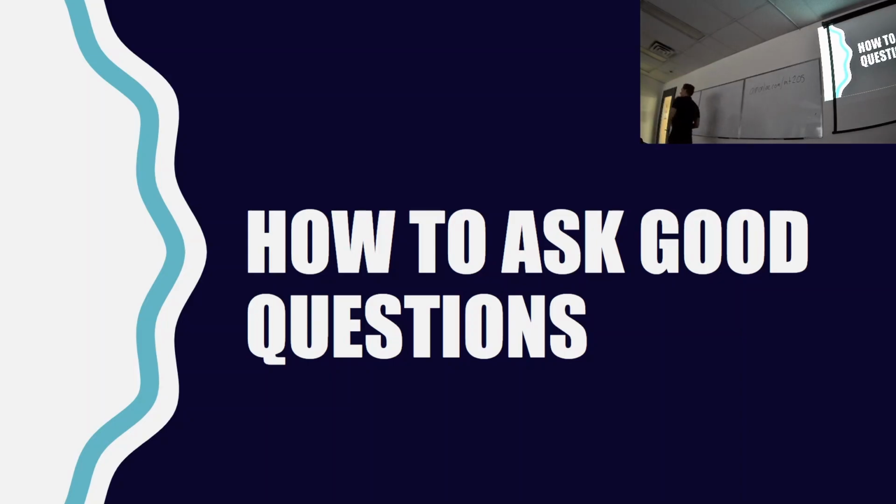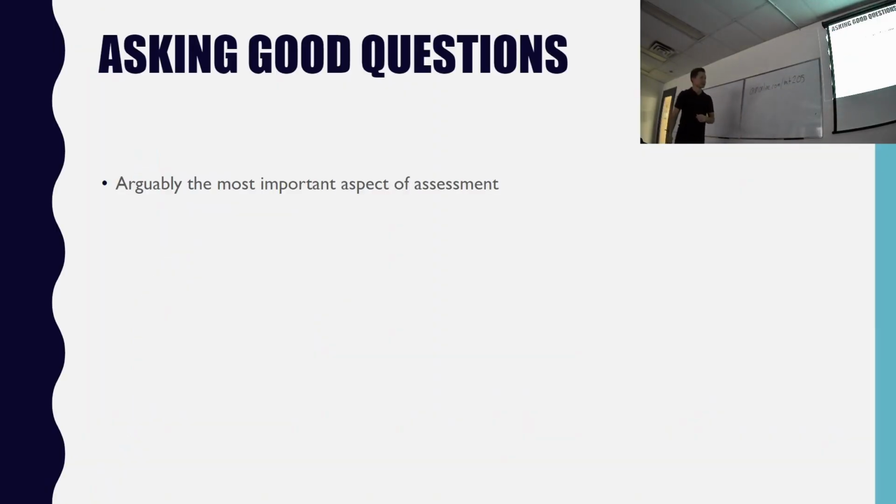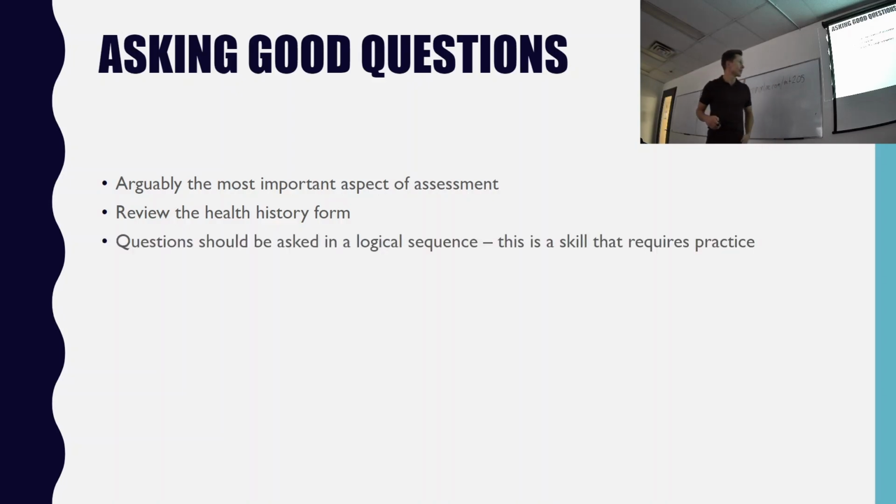Start with the number one skill: how to ask good questions. We'll talk about the questions to ask in a moment, but first, how to ask questions. Asking good quality questions that are going to lead in a productive direction, again, is a skill that takes time. As I said, it's arguably the most important aspect of assessment, your ability to communicate and ask questions. Review the health history form, because that will give you a good starting point of questions that you should ask. They should be asked in a logical sequence. This is a skill that requires practice.